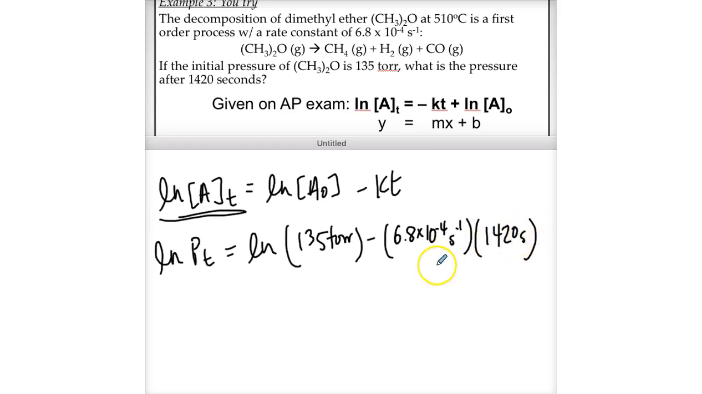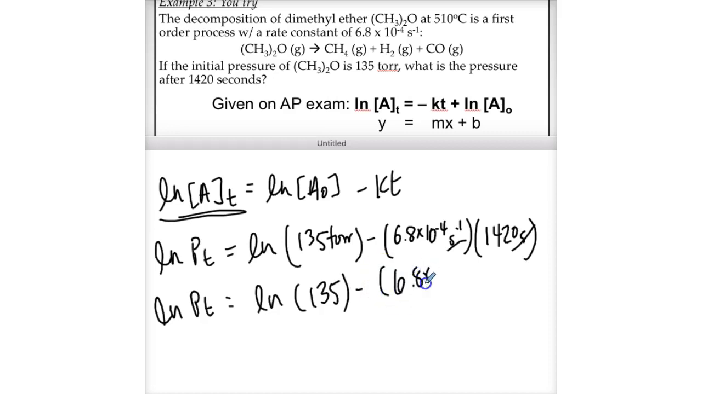And then from there, the seconds cancel, and you're left with torr. So partial pressure of PT is natural log of 135 minus that number right there, times 10 to the negative 4 inverse seconds, 1420 seconds. So I'm not sure why, but I rewrote everything.